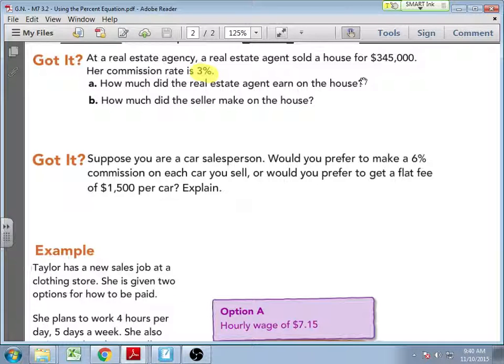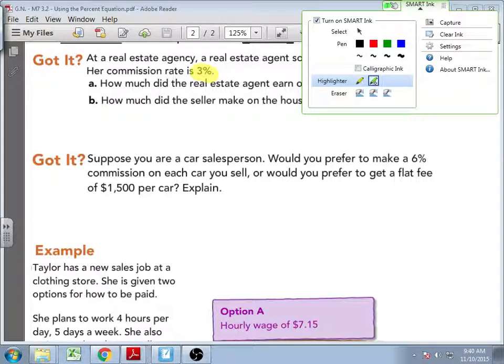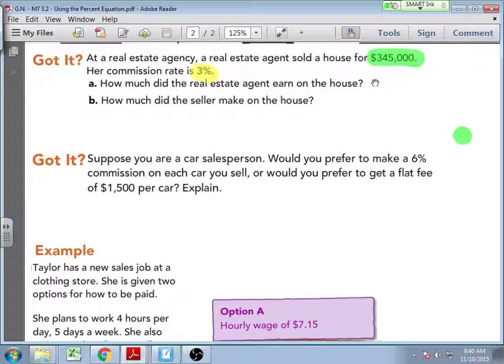So let's say, and this is a pretty average price home for Worthington, well, depending on what part of Worthington you live in. Yeah, the nicer part, that's probably an average home price. That's why I don't live in the nicer part of Worthington.